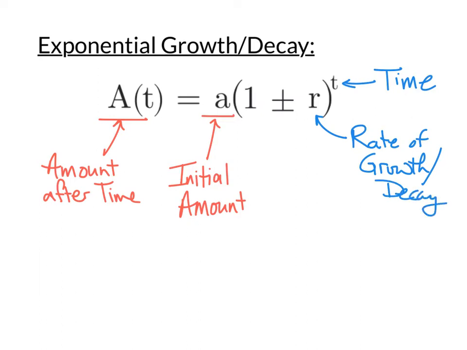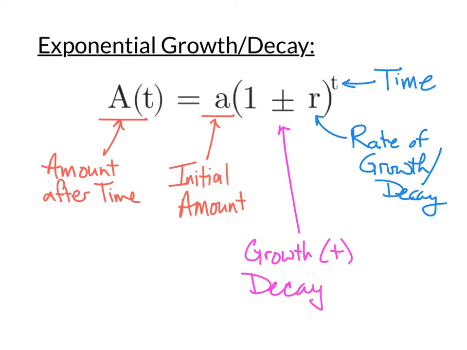Now, you'll also notice that there is a plus or minus in there. Of course, you're only going to use one at a time, either the plus or the minus. We use the plus when we're talking about growth, and of course, that would mean that when we're talking about decay, we would use the minus.